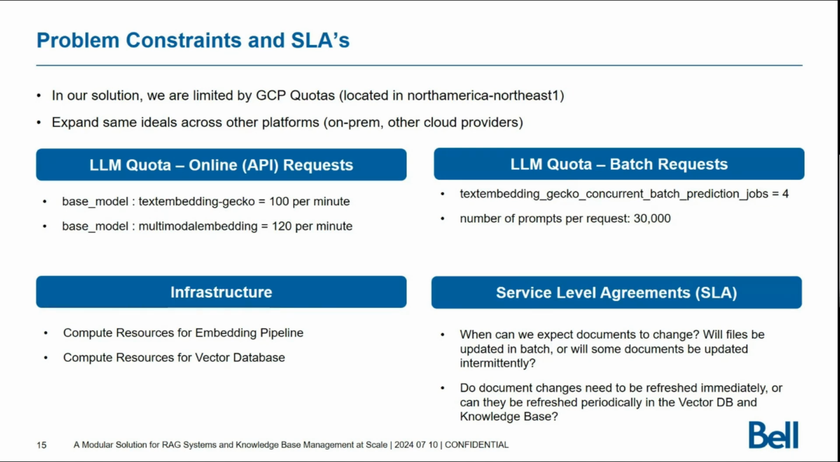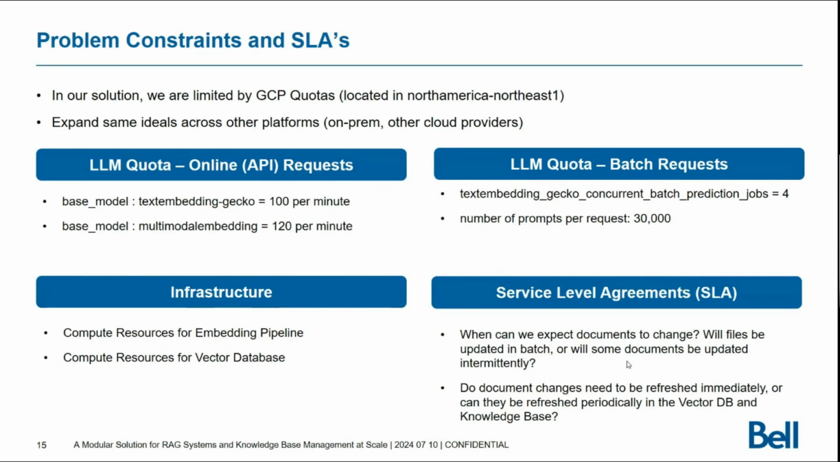The bane of almost every software productionization out there is infrastructure. So compute resources for your pipeline and your vector database have to be considered, and then also your service level agreements, which is really important when it comes to the knowledge base and how we actually get documents into our solution. So when can we expect the documents? Will documents be updated in batch, or will some documents be updated intermittently or incrementally in real time? Do document changes need to be reflected immediately in a vector database and knowledge base, or can it wait for a predetermined period of time?